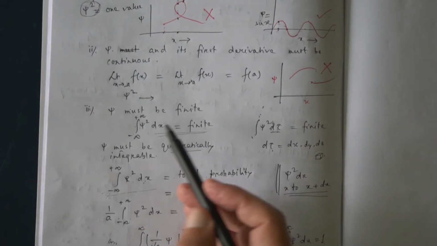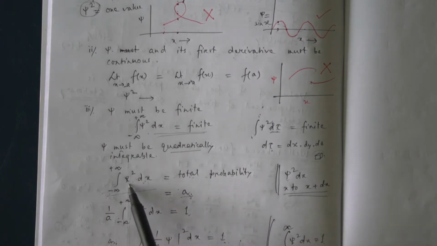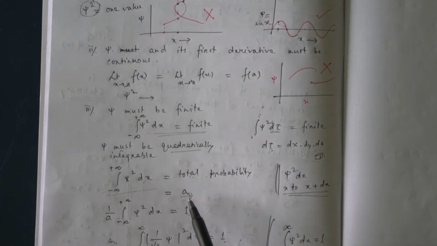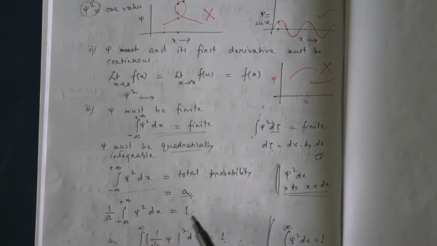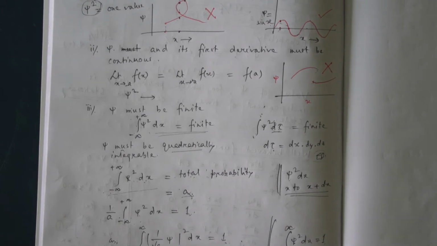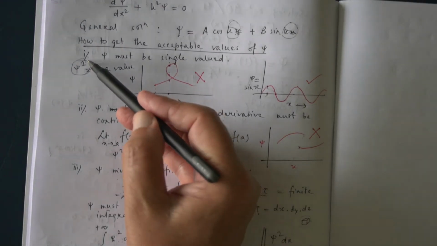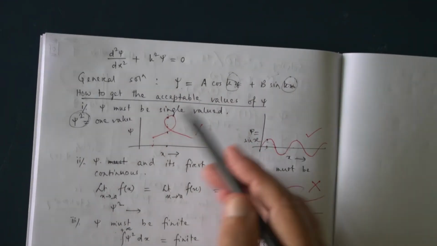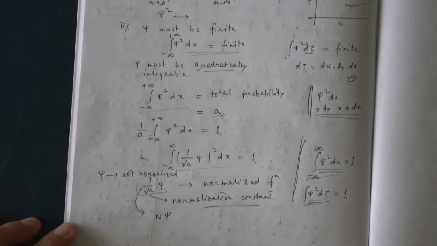So why must psi be finite? Because of this. This is total probability. It cannot be infinity. The maximum value is 1. So if it is finite, then we can make it 1, the maximum probability. If it is infinite, we cannot make this equal to 1. Therefore, it must be finite or quadratically integrable. Now, the function which obeys these three conditions is called a well-behaved function.